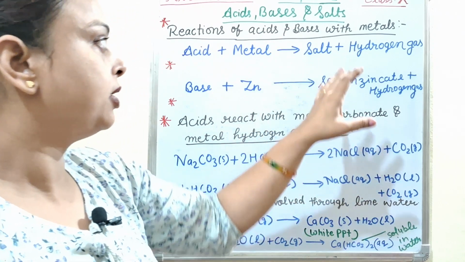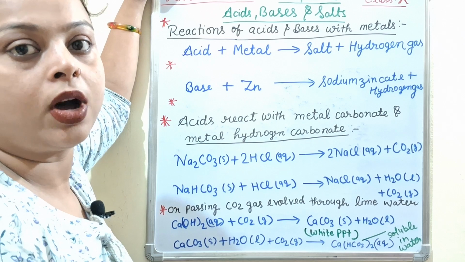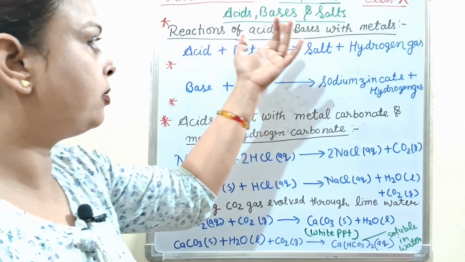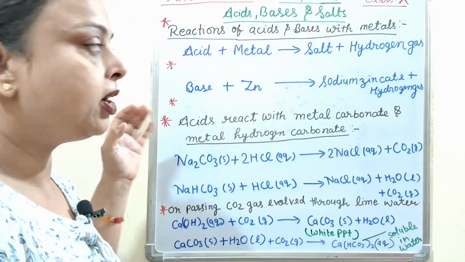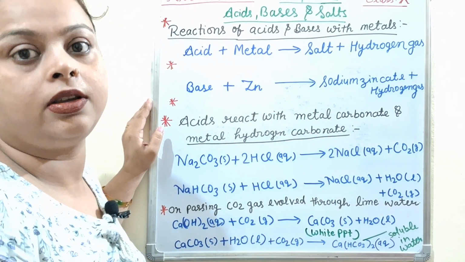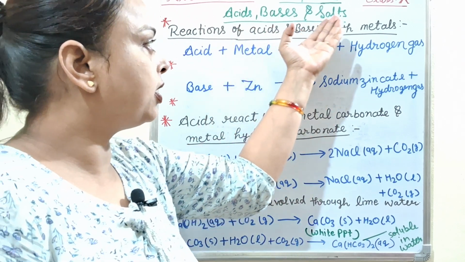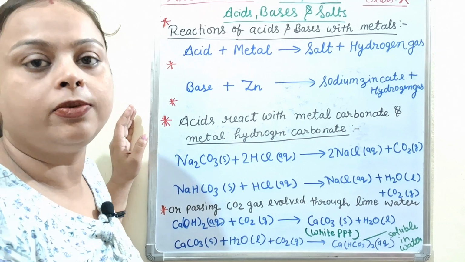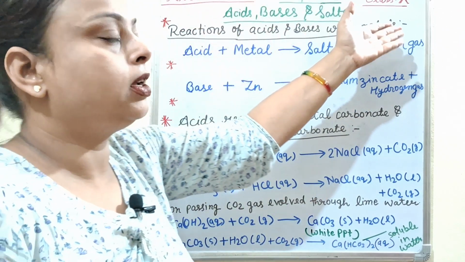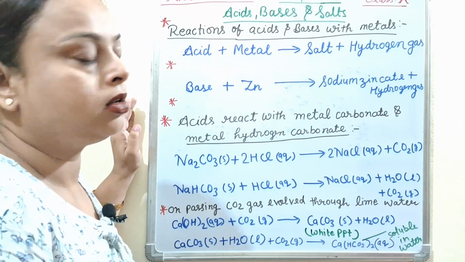Acid base reactions. This topic has been taken from chapter 2 of class 10th. The name of the chapter is acids, bases and salts. What is acids, what is bases and what is salt? We discussed it in my previous video. So to know about acids, bases and salts, you can watch my previous video. There is a playlist of class 10th also available on my channel, so you can watch.